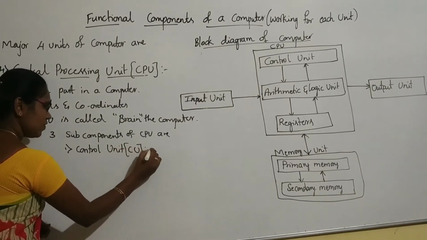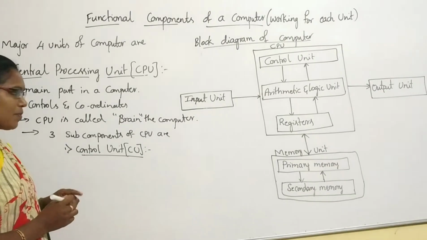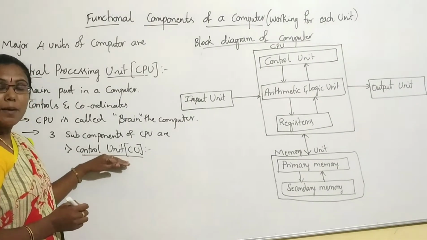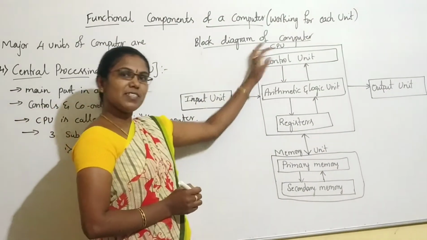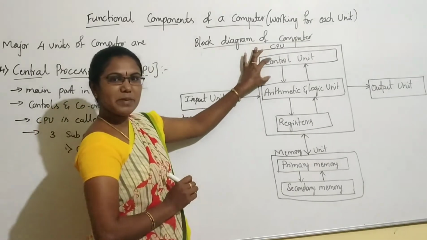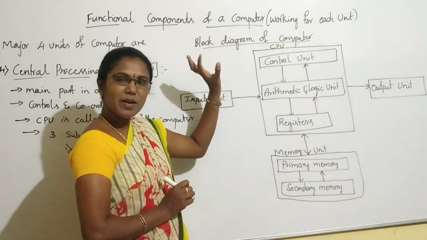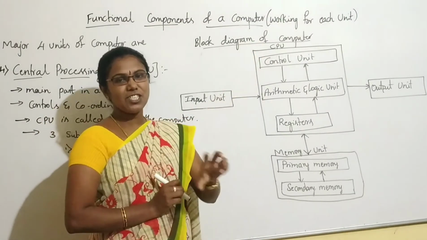What are the functions of the control unit? This is how the control unit works. The control unit is the major component in the CPU. Just as the CPU is a major component in the computer system, the control unit is a major component in the CPU, because the control unit takes some decisions based on the data.